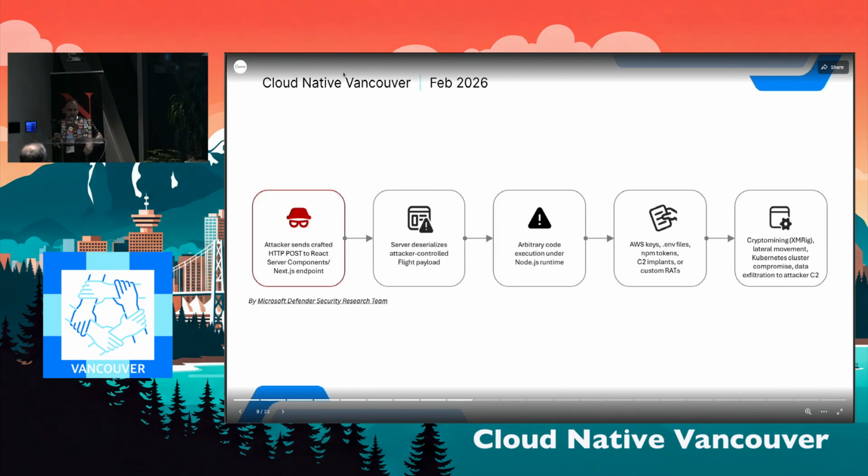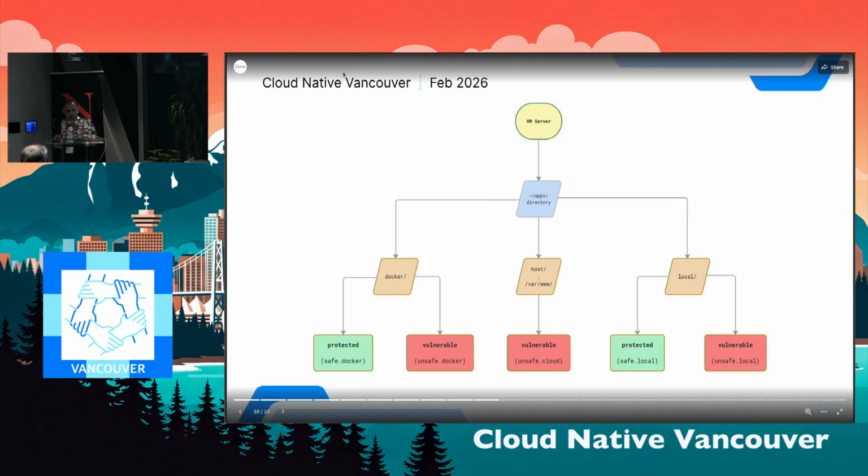This is the process. I just grabbed it from the Microsoft Defender Security Research Team. There was a blog about that. So this is exactly what is happening. My focus here was mostly on Docker. It is exactly the same when you're running Next.js locally on a predefined host path or inside Docker, and it goes to Kubernetes as well.